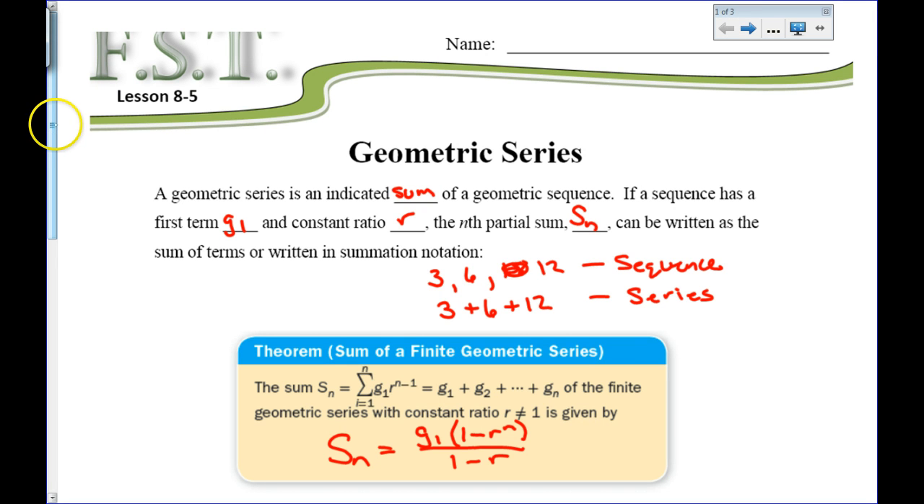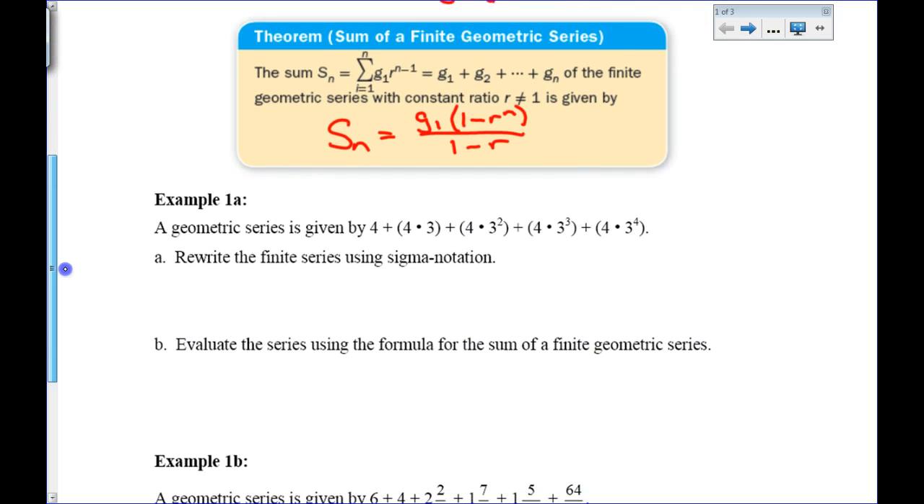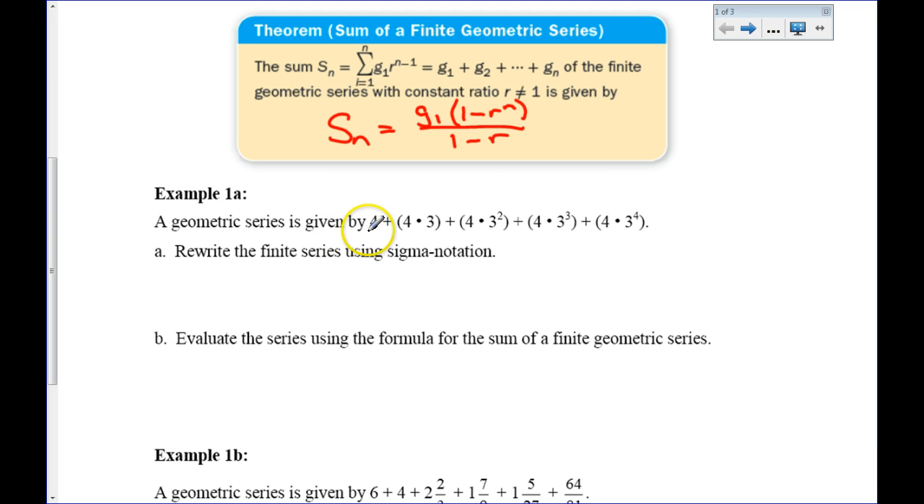Okay, so let's do an example. A geometric series is given by this: 4 plus 4 times 3 plus 4 times 3 to the second plus 4 times 3 to the third plus 4 times 3 to the fourth. It asks us to write this in sigma notation. So this is how we do it. Sigma of i starting at 1. How many terms do we have? 5. If you count them, we got 1, 2, 3, 4, 5. So n equals 5, which is on the top.